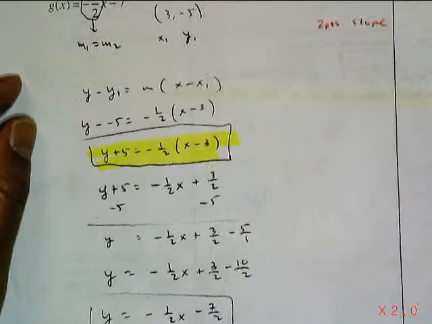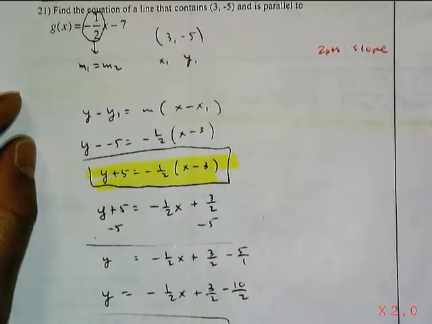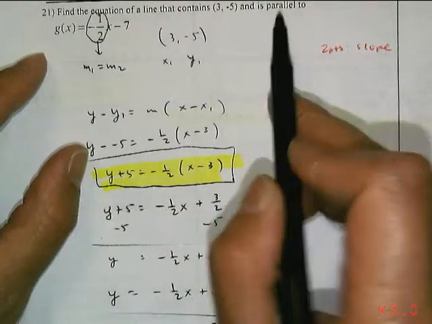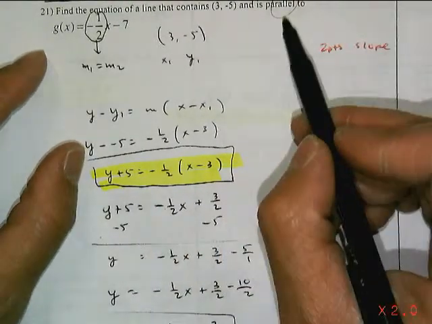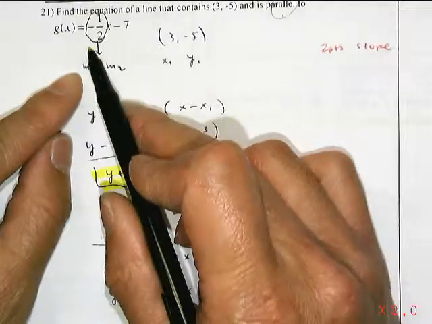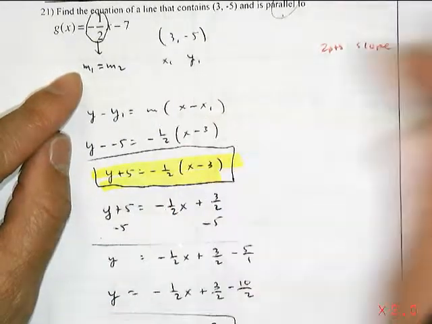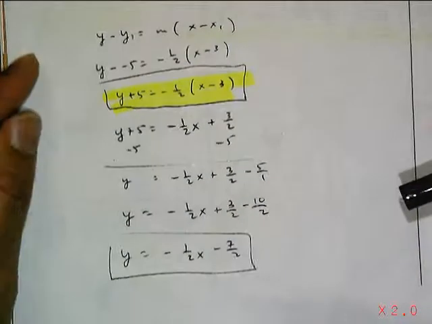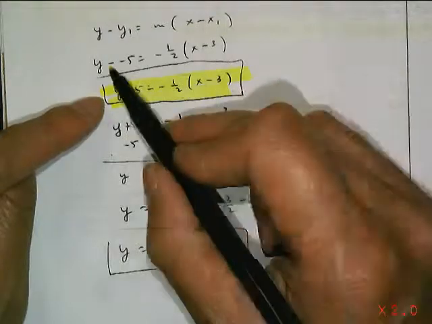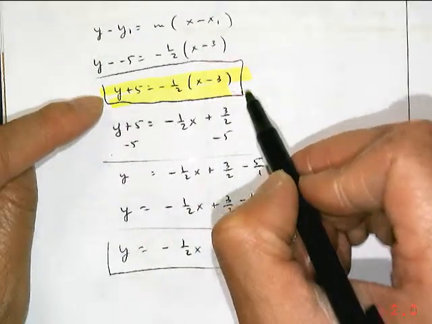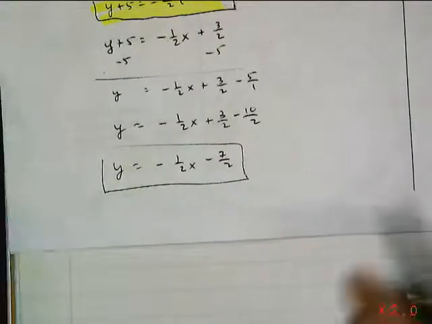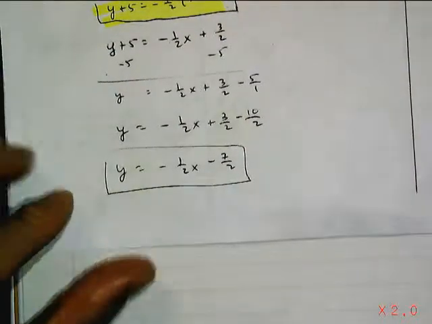And question number 21. Find the equation of a line that contains 3, negative 5, and is parallel. So I just changed the word from the last quiz. Parallel means it has the same slope, negative 1/2. So I have negative 1/2 and 3, negative 5. Substitute that into point slope. You have an equation there, simplify there. You have an equation in point slope form. Or if you distribute the negative half, you would have gone y equals negative 1/2 x minus 7/2 in slope intercept form.